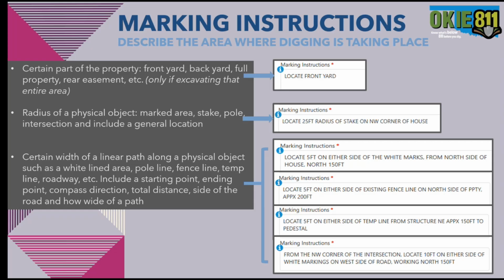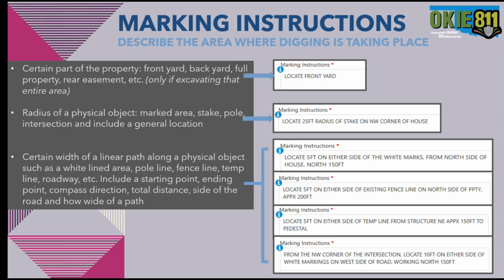You can provide a radius of a physical object. So that would be like a marked area of some sort, or a physical identifier, a stake, a pole, an intersection, but you'll also want to include a general location if you're doing that too. So for instance, the example on this one would be locate a 25-foot radius of the stake on the northwest corner of the house.